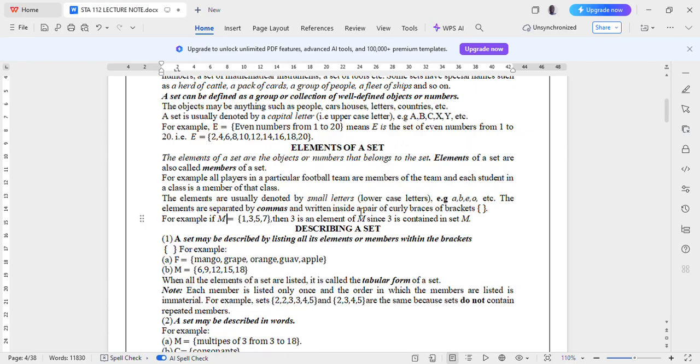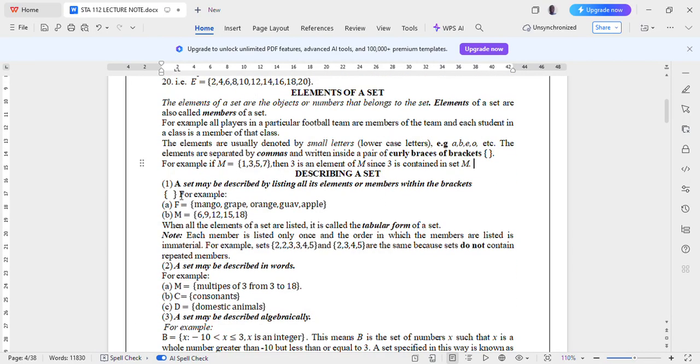So this is it: use a curly bracket to contain a set. Now you can see it clearly. Look at this A, for example, and F, that is a capital F. You see mango, grape, orange, guava, apple. Without wasting our time, you know F is a set of fruits. It's as simple as that.